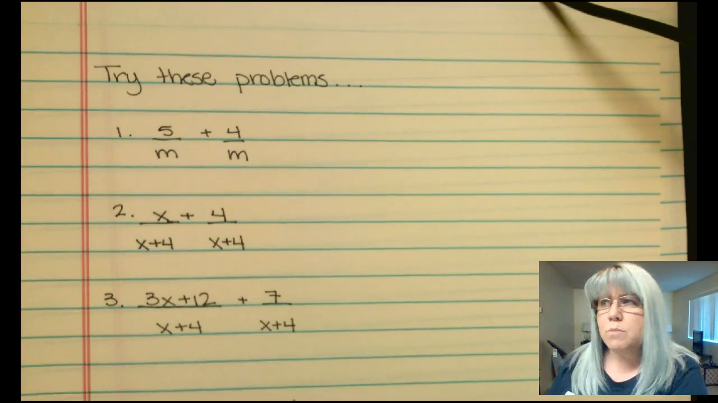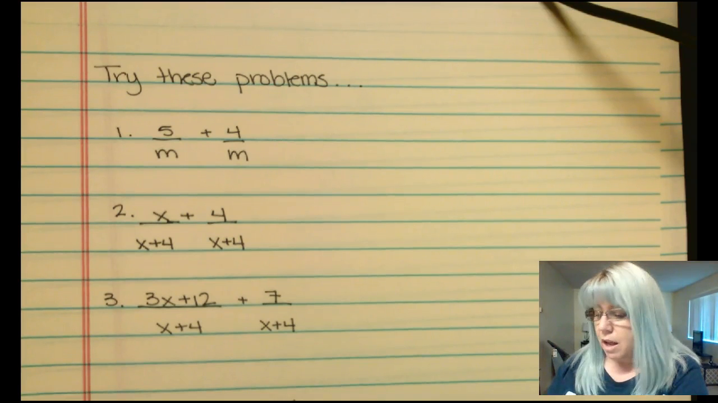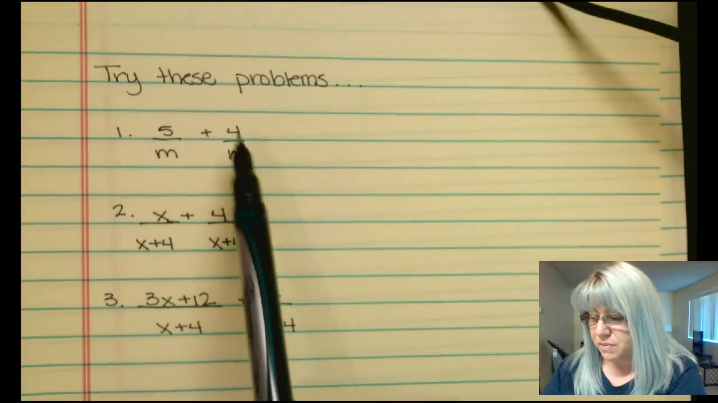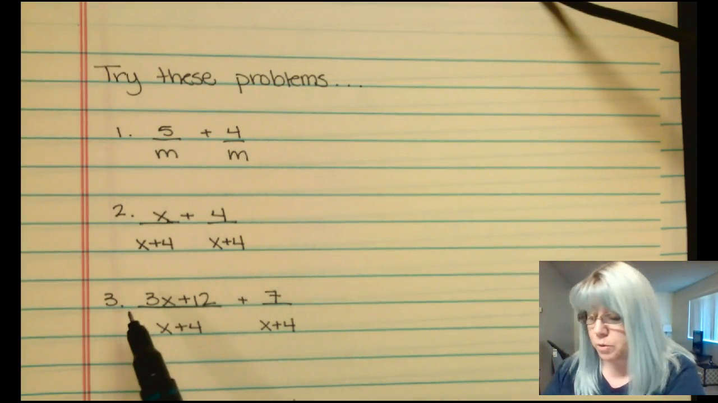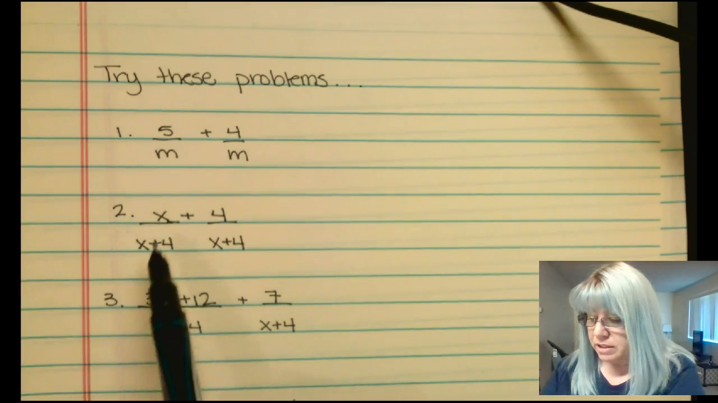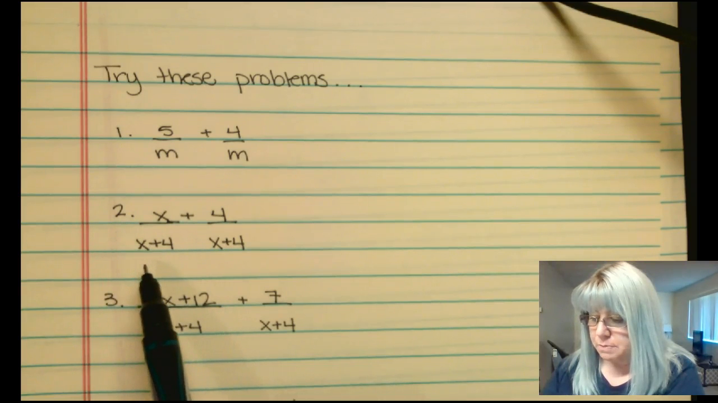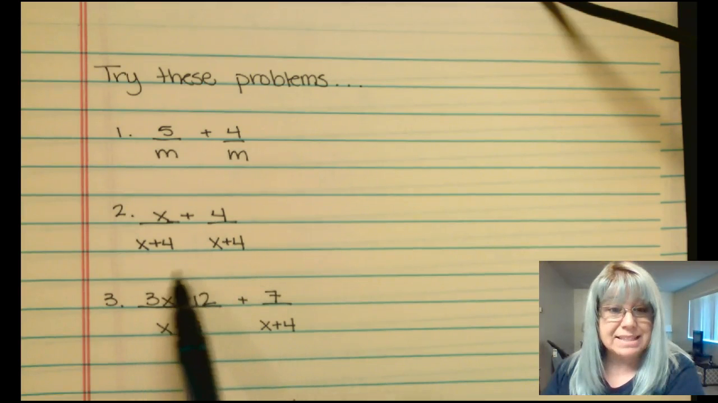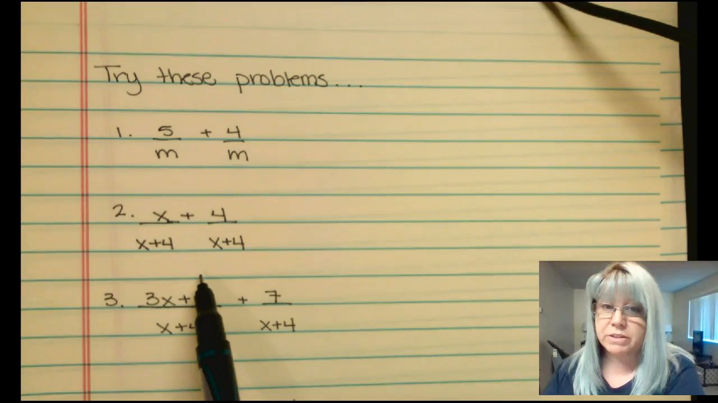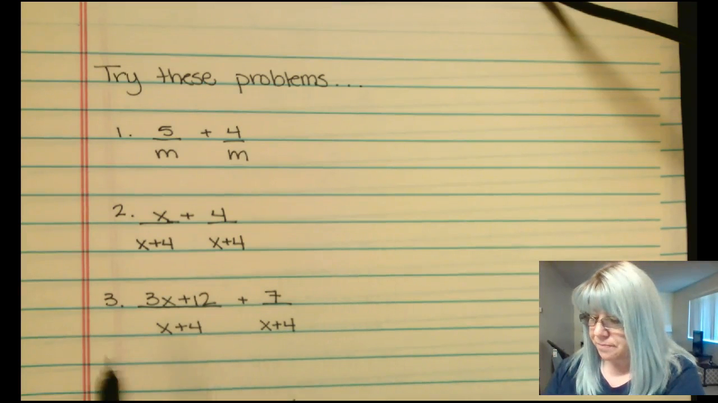Go ahead and try some problems on your own. First one is 5m plus 4m. See what you come up with. Same denominators, so remember just add the numerators. Second one, x over x plus 4 plus 4 over x plus 4. Again, same denominator, add the numerators, see if you need to reduce.